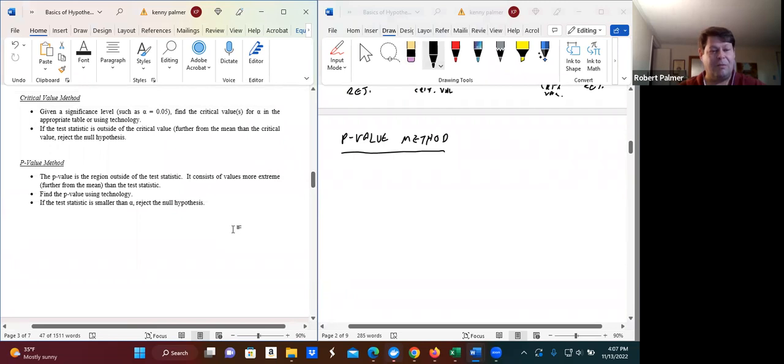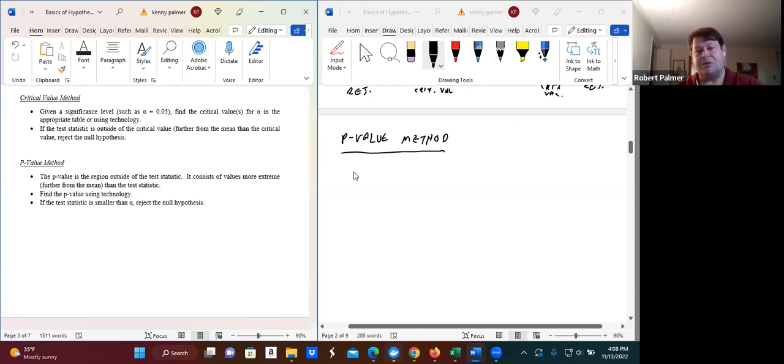Okay, and the p-value method, the p-value is a region outside the test statistic. I'll read this. It consists of values more extreme, further from the mean than those of the test statistic. Then we find the p-value using technology, and if the p-value is smaller than alpha, reject the null hypothesis.